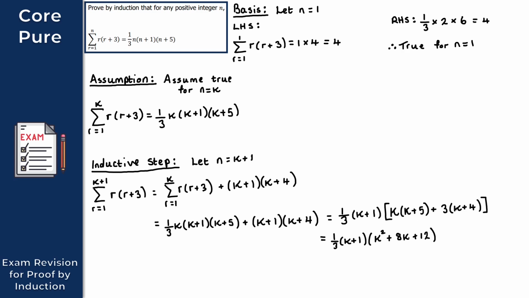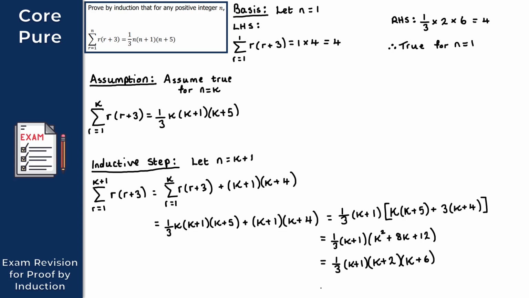Now what I want to do is factorize this part. So altogether what I've got is 1 over 3 times k plus 1, and we can now factorize this quadratic. Once we factorize it, what I get is k plus 2 and k plus 6. And we're pretty much done now. All we need to do is show whether k plus 1 can be substituted in.